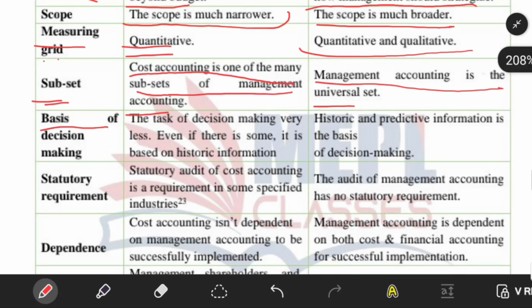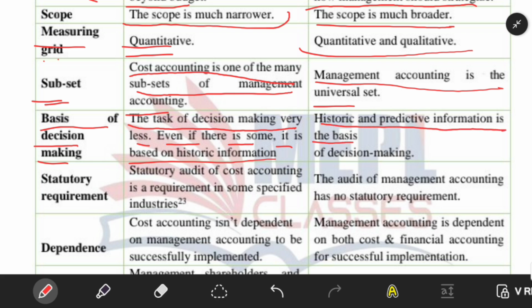Now, basis of decision making. Cost accounting does not focus much on decision making. It only helps in decisions that are based on past cost data. The role in decision making is very small, and even if there is some, it is based on historic information about the cost. Whereas in management accounting, historic and predictive information is the basis of decision making. That is, management accounting is mainly done for decision making. It uses both past and future data to support good decisions.